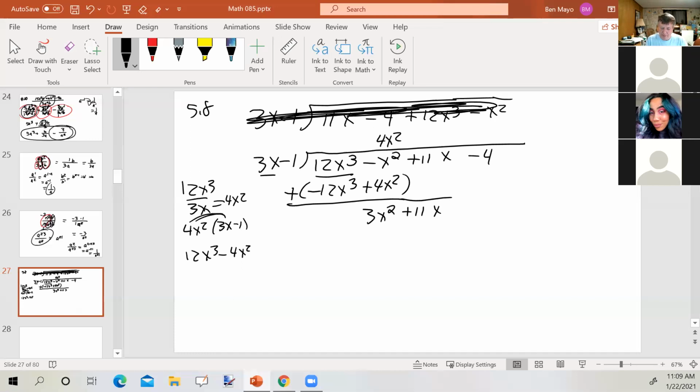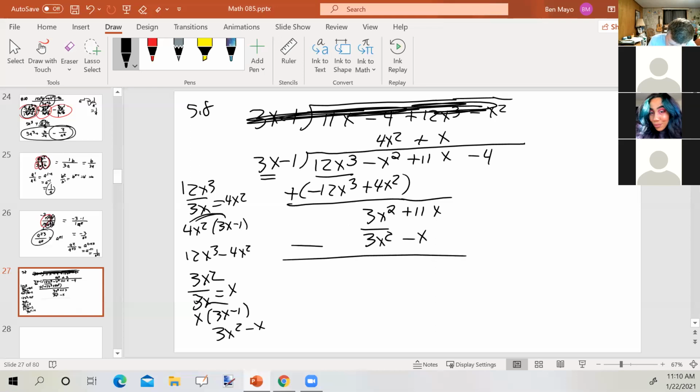Starting over, 3x squared divided by 3x is x, so plus x. x times 3x minus 1 is 3x squared minus x. We subtract that from what's up above, changing it to addition of the opposite. 3x squared plus negative 3x squared is 0x squared. 11x plus x is 12x. Bring down the next term, minus 4.